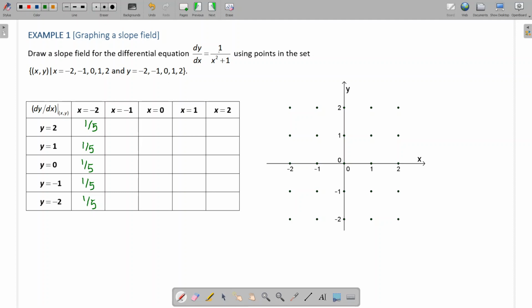Okay, the second one, we plug in the -1. Technically, we should be plugging in both numbers, the -1 and the 2 for the y, but there is no place to put in the 2. So put -1 in and simplify, you get 1/2. And just as the previous column, it's going to be 1/2 all the way down. Next column, put 0 in, you get 1 all the way down again. Plug in 1, and you're going to get the same thing as over here. It's going to be 1/2 again.